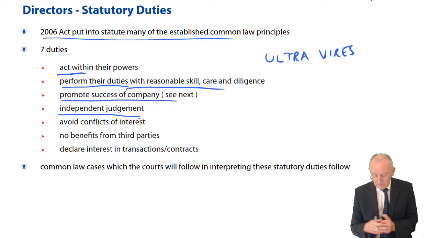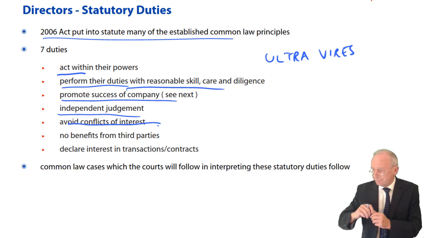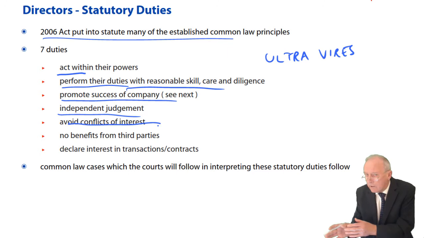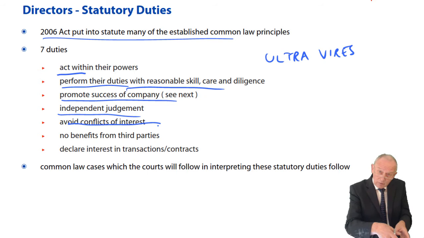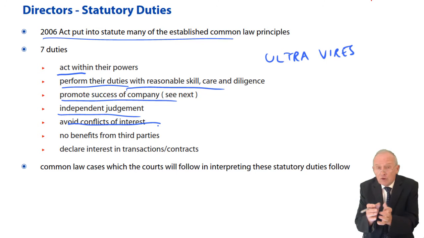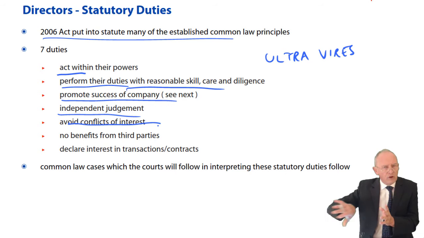They should avoid conflicts of interest. They should, for instance, not be involved by having shares in another company, and maybe taking an active part in that other company, maybe being paid by that other company, in order to operate our company in the best way that this other company would like us to do. So we have a company where directors have shares in one, directorship in one, shares in another. They should ignore their shareholding in the other and act for the benefit of our company.